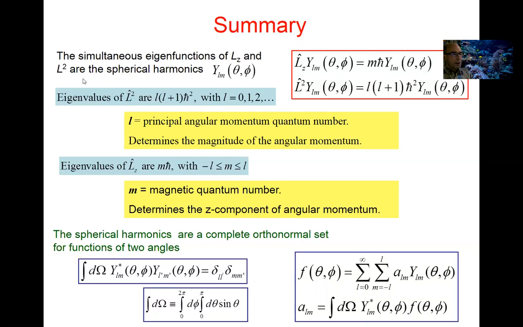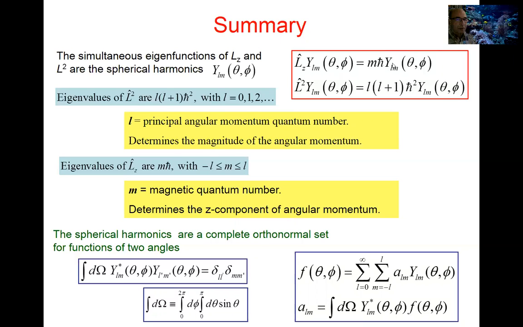And what we found is that these simultaneous eigenfunctions are so-called spherical harmonics, and eigenvalues are quantized. So they have values which are quantized with number m, which is what we call magnetic quantum number, and then with quantum number L, which we call orbital quantum number. So L is the principal angular momentum quantum number and m the magnetic quantum number. And so they take the values in these limits.